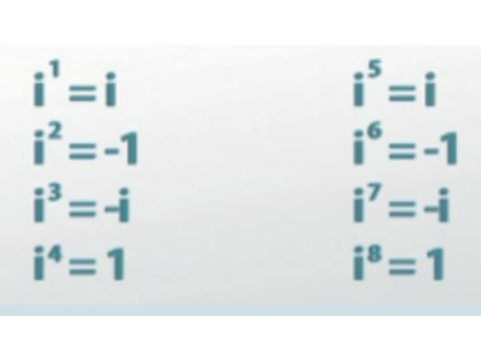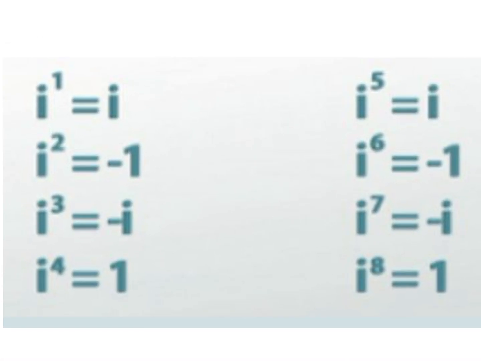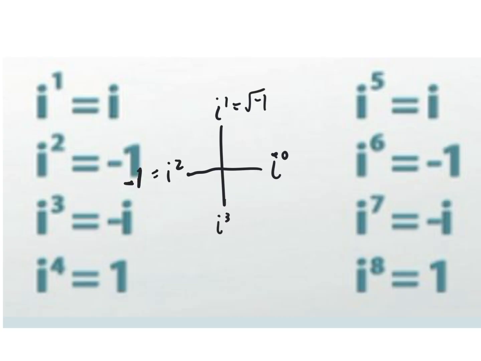Here are the powers of i. I like to draw this chart. Since i to the 0, anything to the 0 power is 1, and 1 is a real number. i to the first power is the square root of -1. i squared equals -1. And then i cubed is down at the bottom because that equals -i.